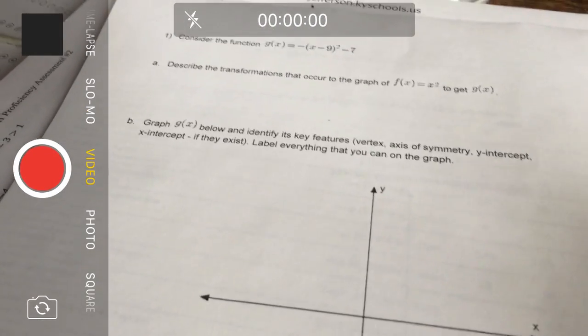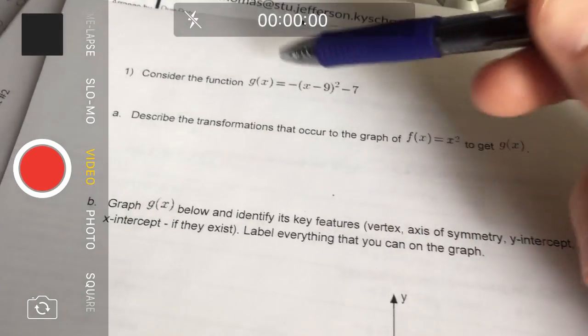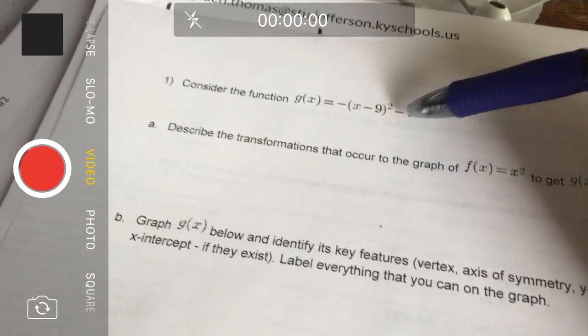Alright guys, so I'm going to go over the Proficiency 2 ORQs here. I'm going to start with number 1. Just go ahead and graph this function. It says consider the function g of x, so go ahead and put that in the graph here.